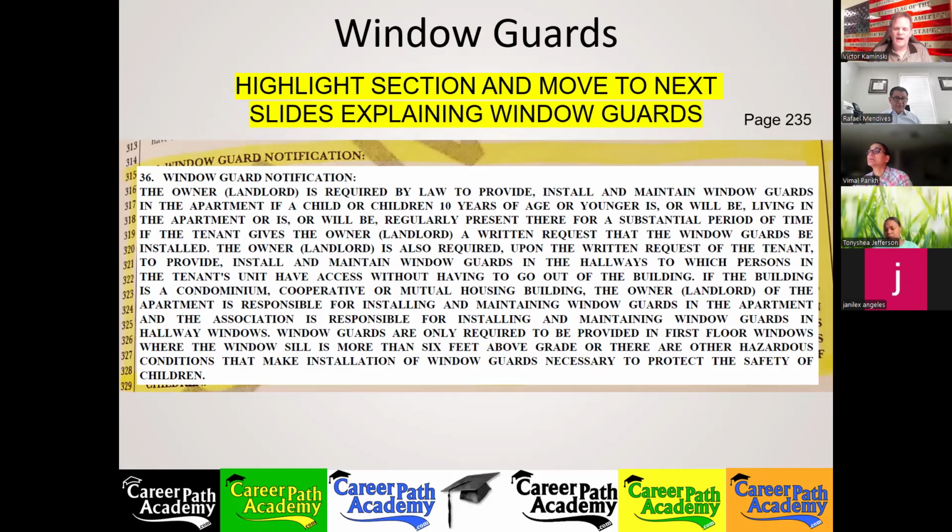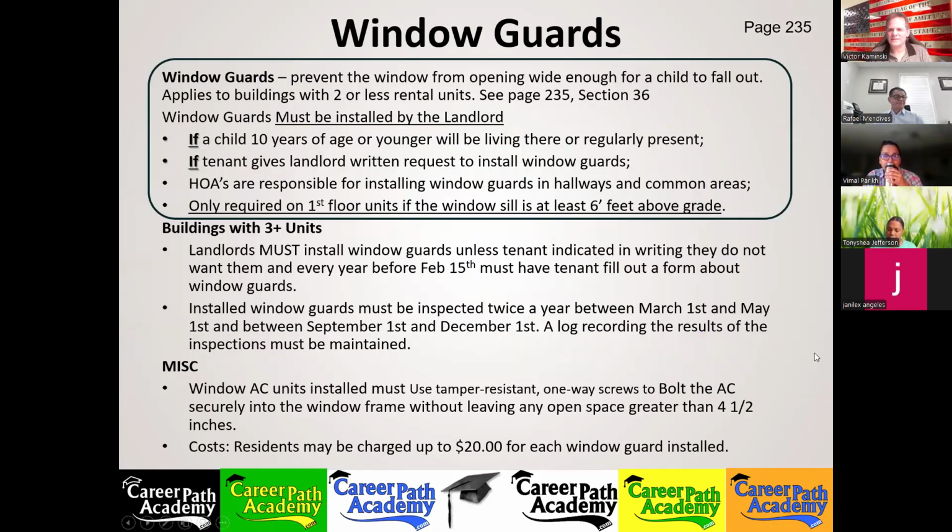Unfortunately, there's no paragraph in this book that talks about this. So we have to only highlight this in the book. But instead of reading all these capital letters in bold over here, after you guys get section 36 highlighted, I'm going to go to my next slide that I made up about window guards.